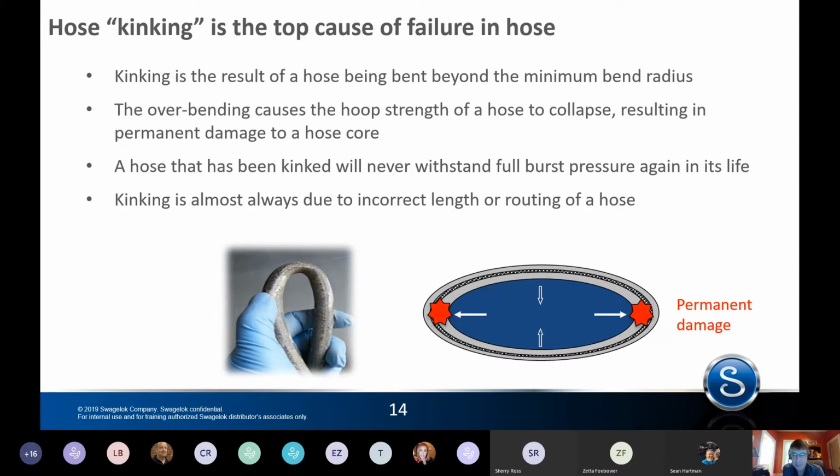It will not withstand the same pressure, and even more dangerously, it looks like it hasn't been kinked. So now you have a permanently damaged product in your fluid system that doesn't look like it's damaged. It looks like it's perfectly fine, and it just won't withstand the same pressure and will fail much faster. So we always make this a high priority: make sure the hose is being routed in a way that will not cause this kinking effect. It will not permanently damage the hose.